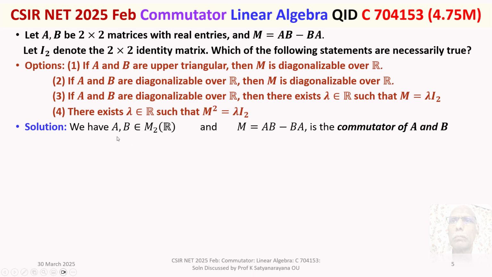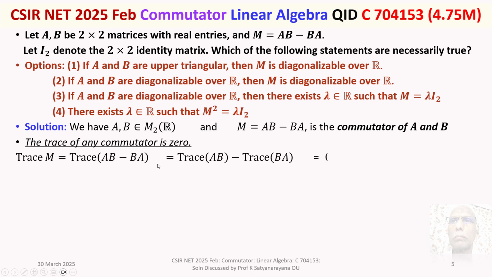We have 2 by 2 real matrices capital A and B, that is A, B belongs to M2 over R, and given M is equal to AB minus BA. What is AB minus BA? It is the commutator of the matrices A and B. First we claim the trace of a commutator is always 0. Trace of M is equal to trace of AB minus BA, that is equal to trace of AB minus trace of BA, that is equal to 0.